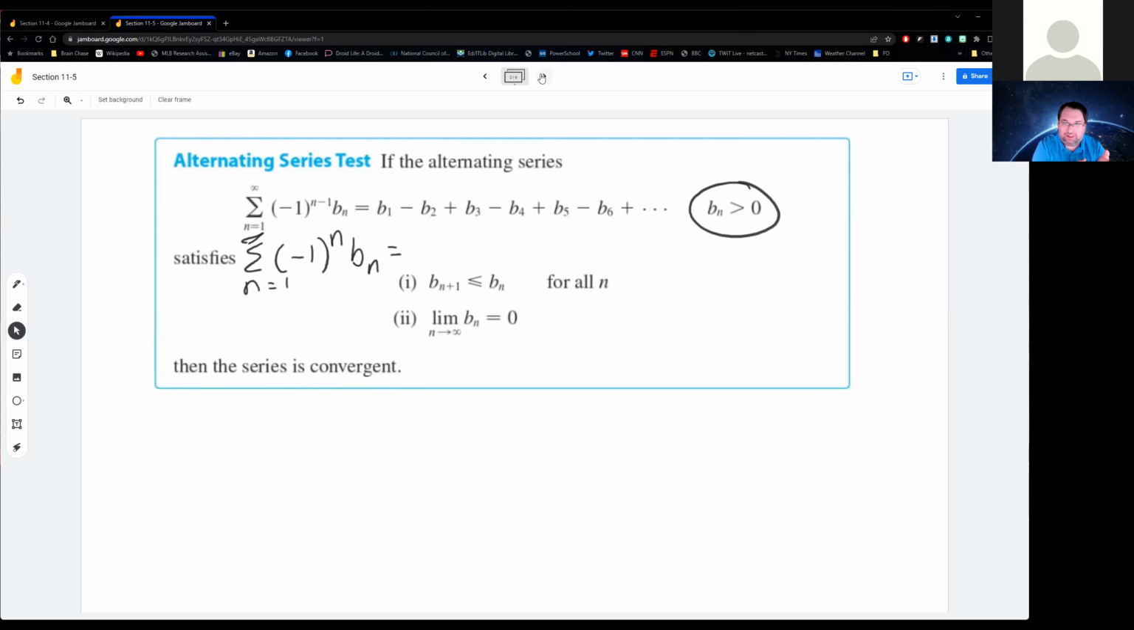You agree with that one? You understand where that came from? Right. Okay. So Bn is 3n over 4n minus 1. So that's Bn. That is greater than 0.